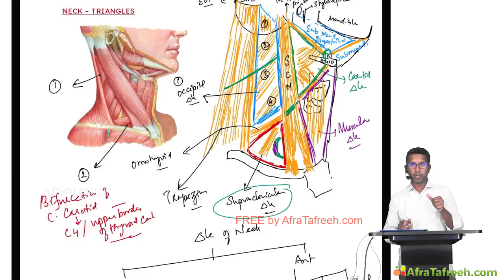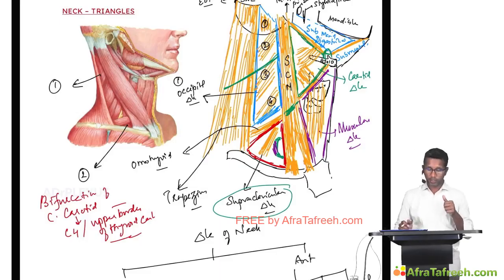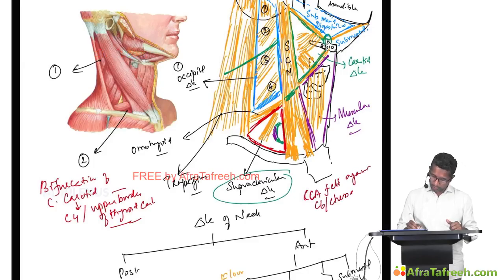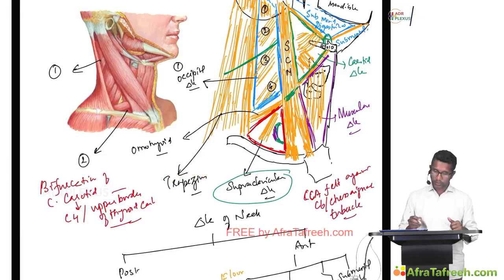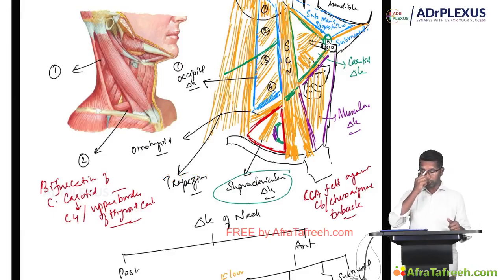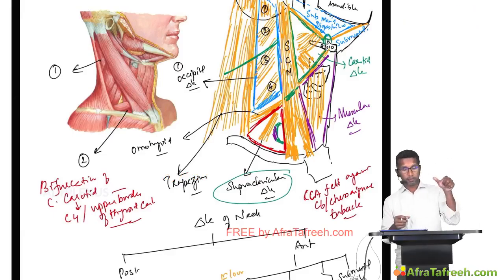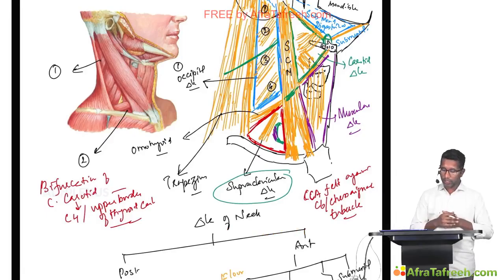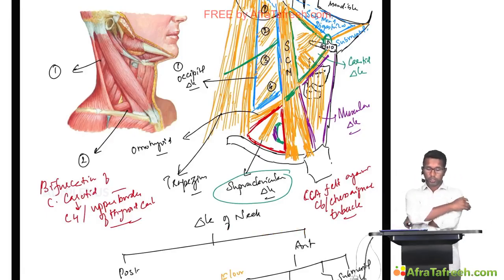If you want to feel for the pulsation of the common carotid artery, it can be felt against a tubercle of C6 vertebra, called Chassaignac's tubercle, which is nothing but the anterior tubercle of the transverse process of C6. So you palpate the carotid artery against Chassaignac's tubercle to see the pulsations. These are the important things about the carotid triangle.